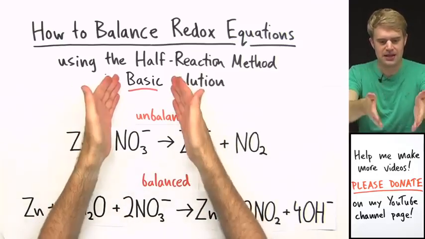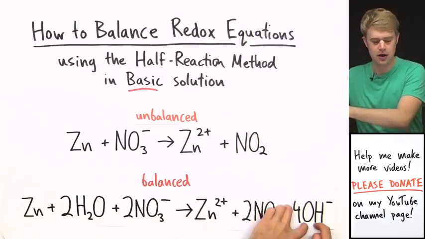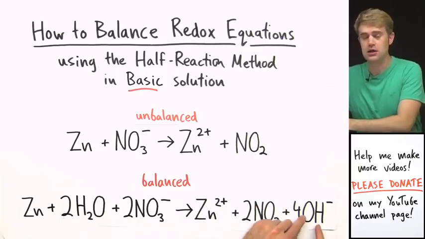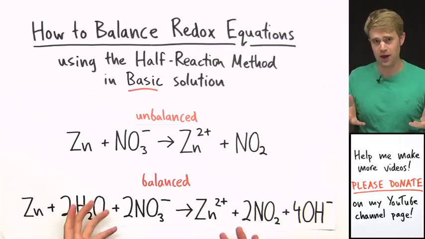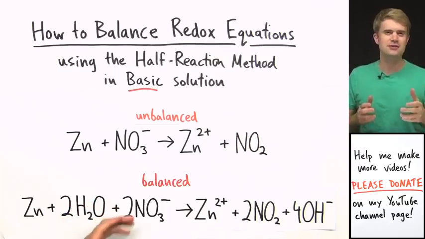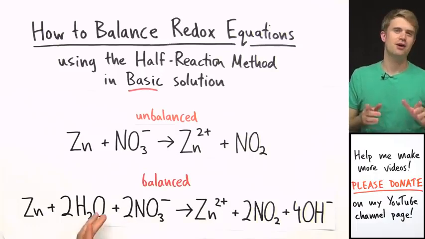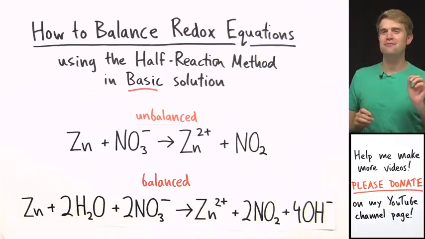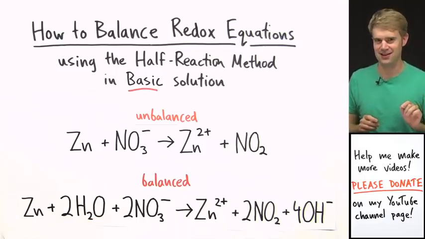Doing this in basic solution just means that we're going to be adding OH minuses here to help balance the atoms. And that's because OH minus, hydroxide, makes things more basic, okay? Now, the process for balancing in basic solution is really similar to the process for balancing in acidic solution, except the process for balancing in basic solution has a couple extra steps at the end.